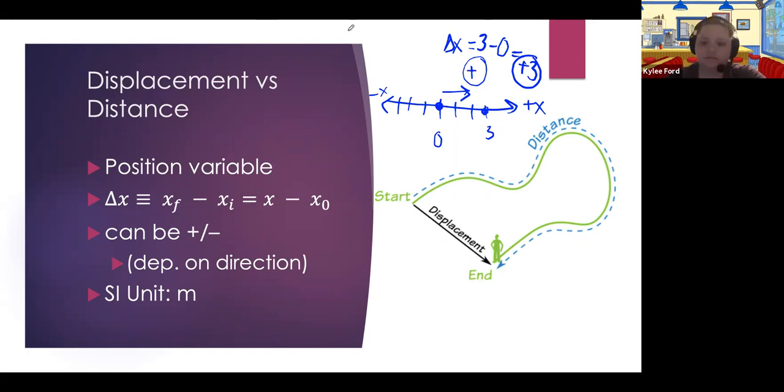All right, but say we're to move the opposite direction and end up here at negative 3, now my delta x is going to be different. Okay, so my final again is going to be negative 3 because that's where I ended, and my initial is 0. Okay, so then my displacement is now negative 3. Okay, so it really depends on the direction in which you are moving. Okay, and typically when we are talking about displacement and distance, we are looking at units in meters. Okay, so that's going to be our SI unit.